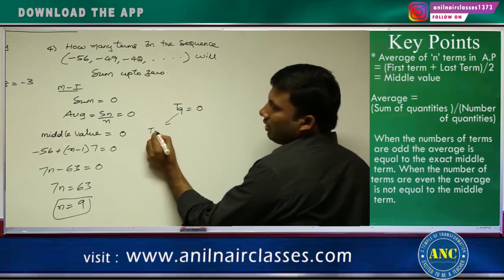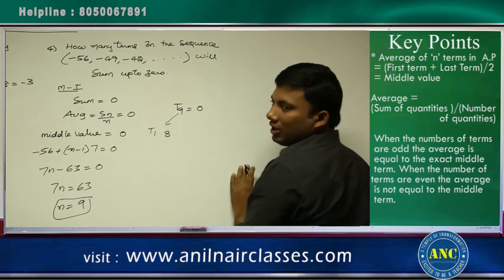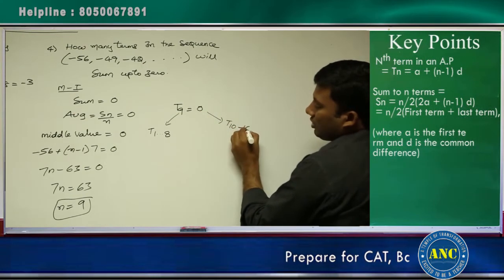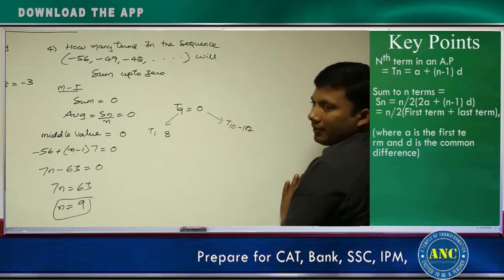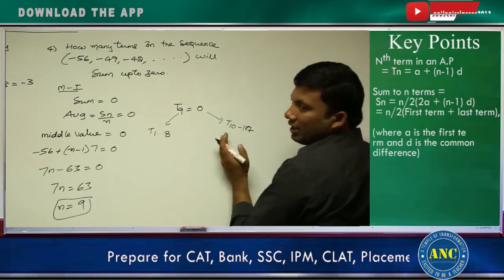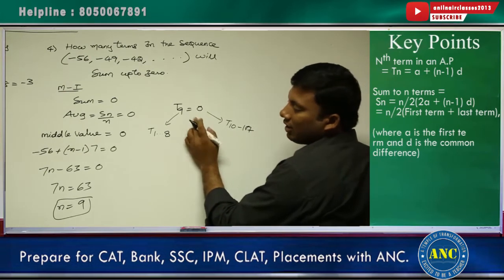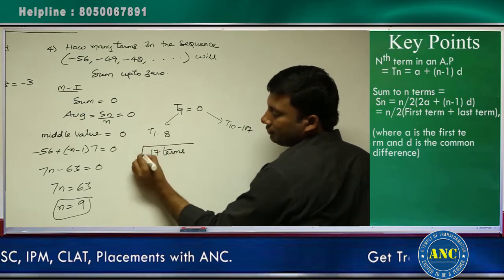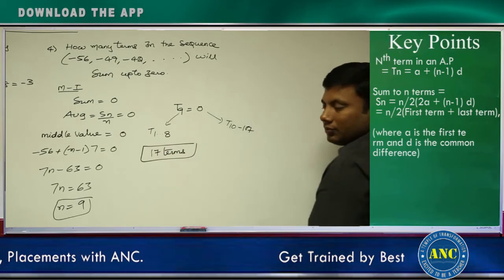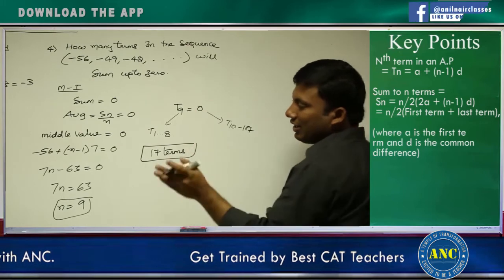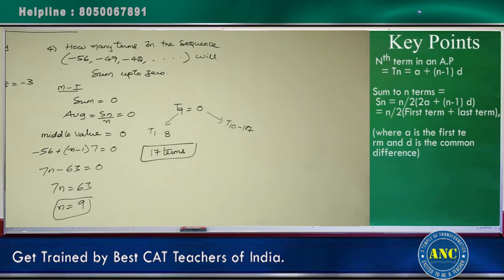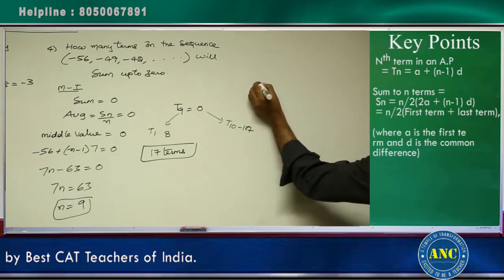Left hand side how many values will be there? From 1 to 8. Right hand side how many values will be there? From 10 to 17. Left hand side 8, right hand side 8, middle value 9. Total how many terms are there? 17. T9 is 0, left side 8, right side 8. You don't need to solve all this. If you think logically, you will get the answer.